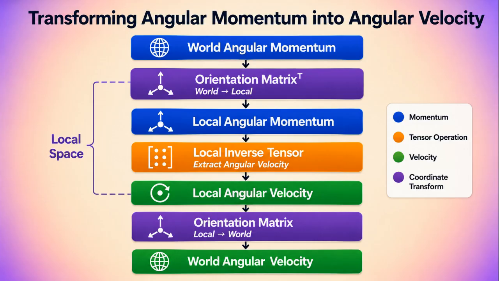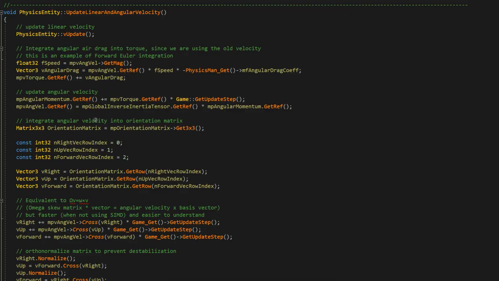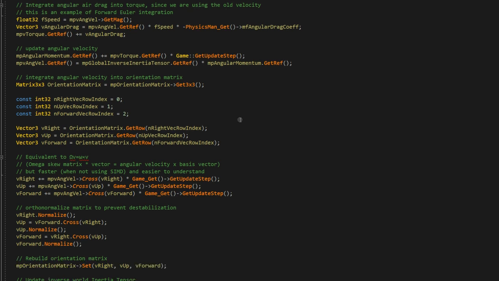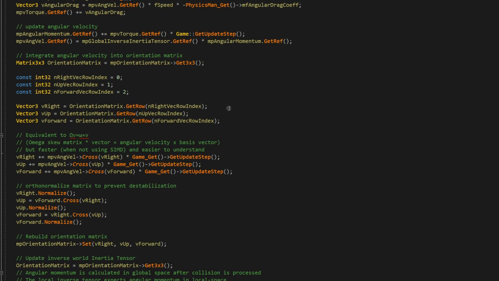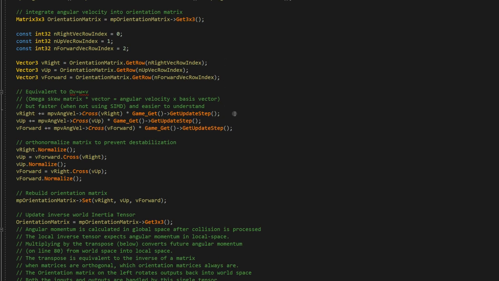This is where the operation for converting world space angular momentum into world space angular velocity takes place. We then integrate angular velocity into the orientation matrix. We grab a 3x3 submatrix of the 4x4 orientation matrix, and then pull out the rotation vectors. We then update these vectors by integrating them with the cross product of angular velocity and themselves.